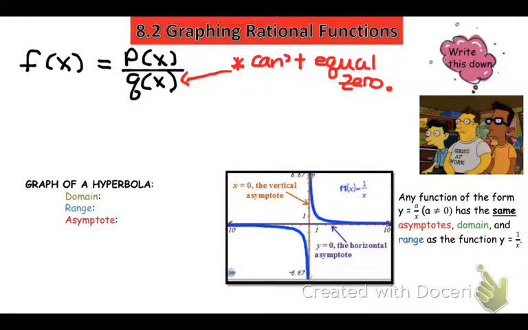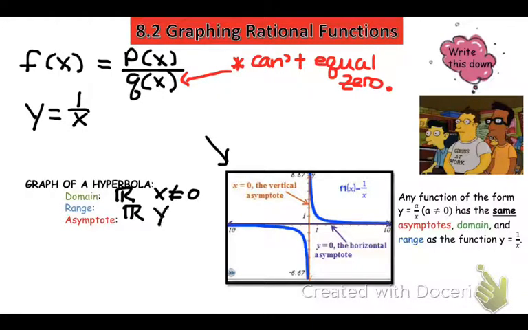As always, we're going to start with a parent function, and in this case, it's going to be y equals 1 over x, and we have graphs that are in the form of hyperbolas, which are symmetrical open curves. When we have y equals 1 over x, the domain is going to be all real numbers, except x cannot equal 0. The range is also all real numbers, y cannot equal 0, and our asymptotes will be x equals 0 and y equals 0.